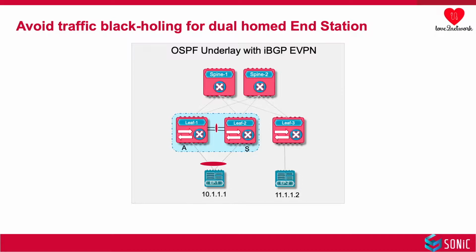So in what scenario can we face traffic black holing for a dual-homed end station on the loss of uplinks on only one of the leaf switches it is connected to? Consider this scenario. Here endpoint 1 is a dual-homed end station connected to both leaf 1 and leaf 2. In this topology, we are running OSPF as the underlay protocol and VXLAN EVPN as the overlay.